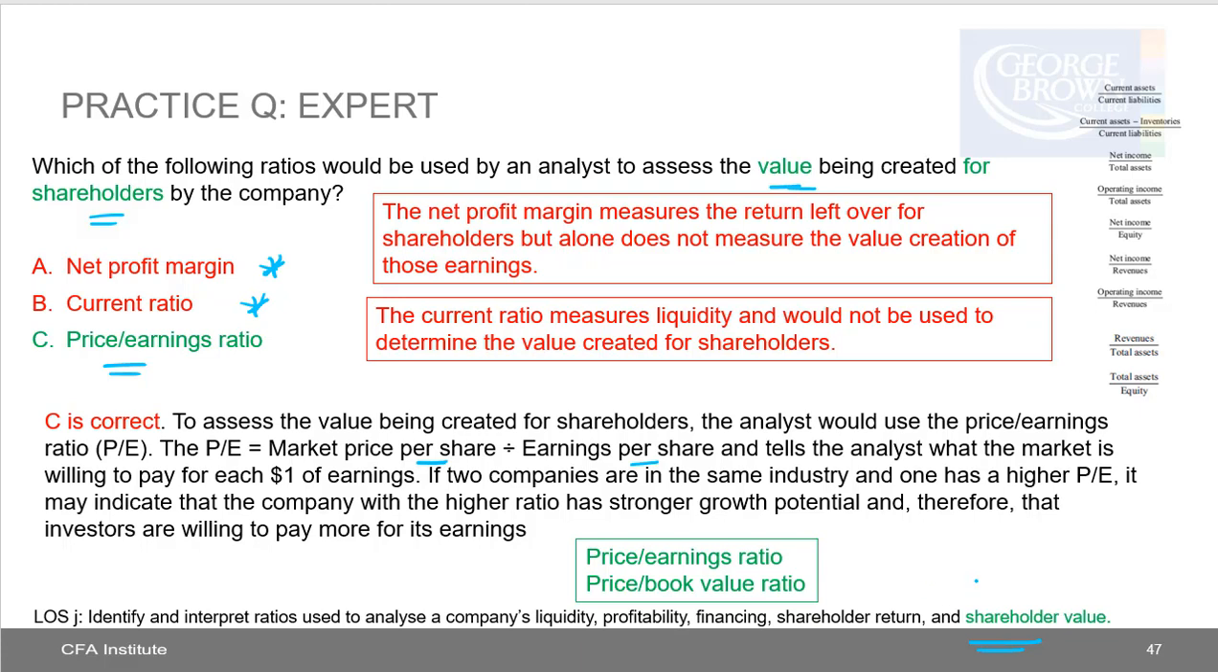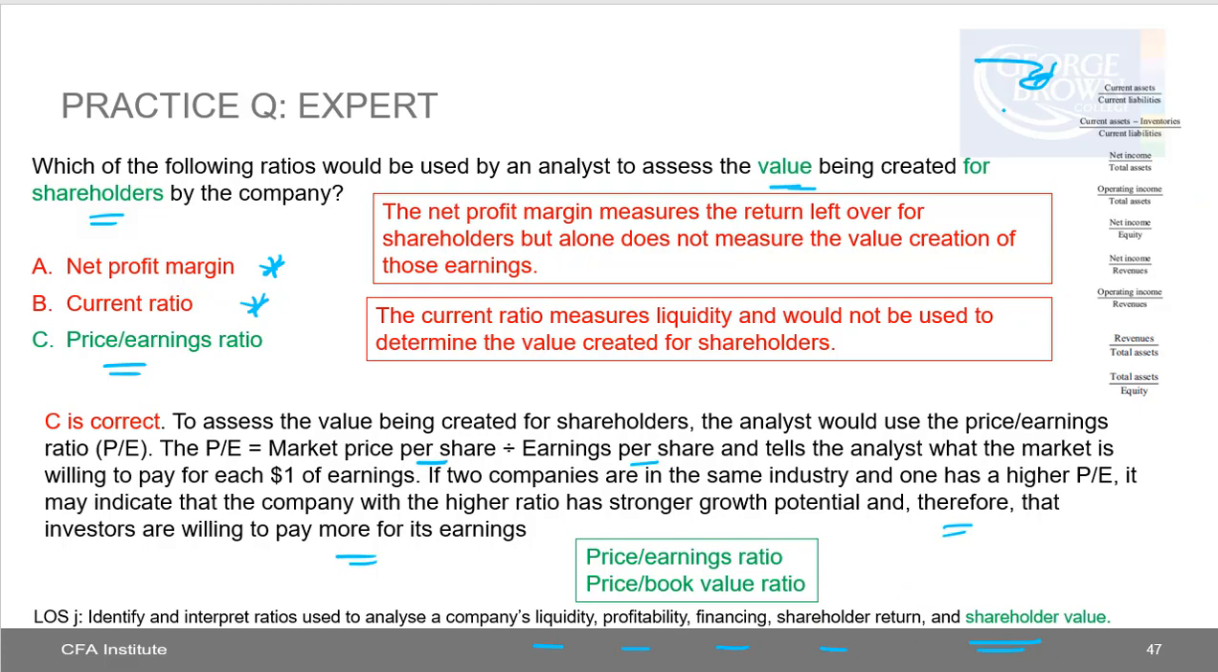If two companies are in the same industry and one has a higher PE, it may indicate that the company with a higher ratio has a stronger growth potential, and therefore that investors are willing to pay more for its earnings. So just a quick thing here, I've put some of the ratios. We're not going to go through them all again, but you just want to remember the categories: liquidity, profitability, financing, shareholder return, and shareholder value.